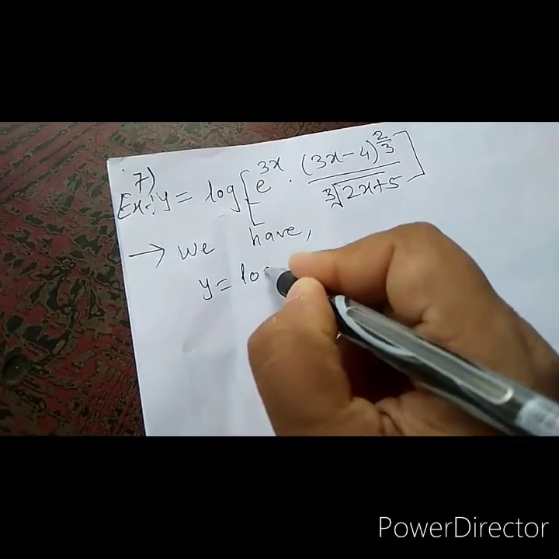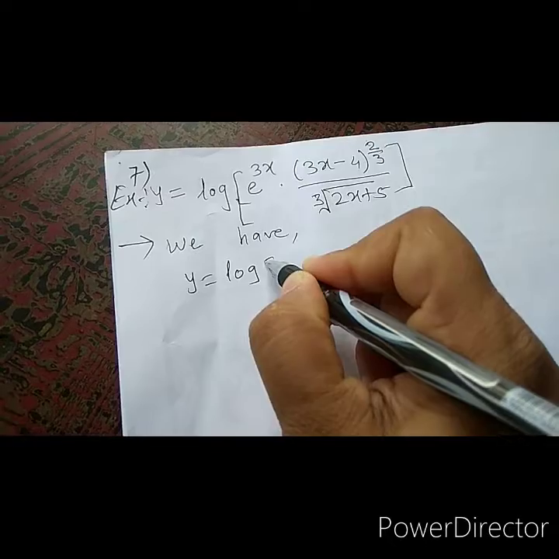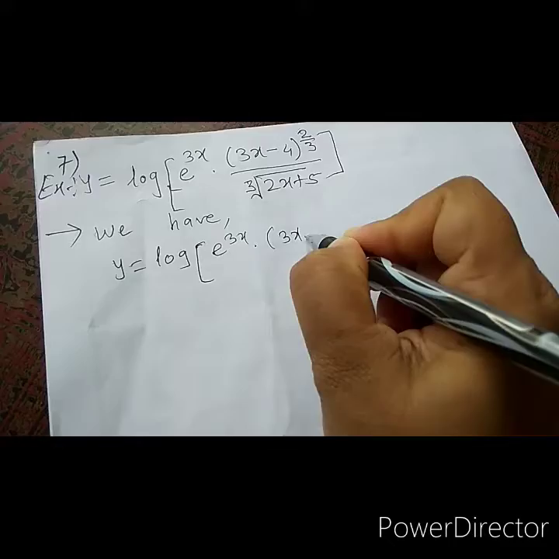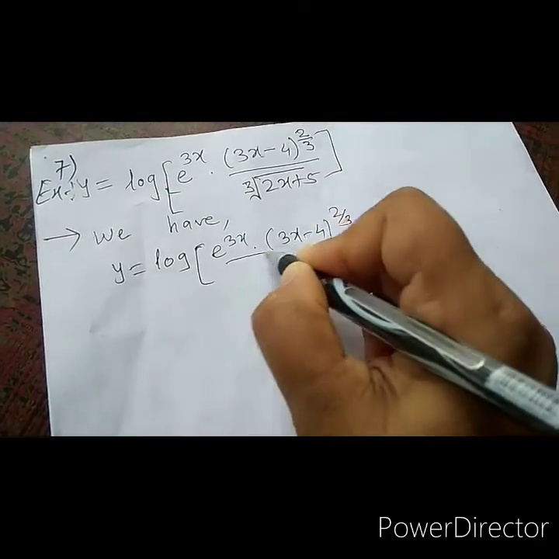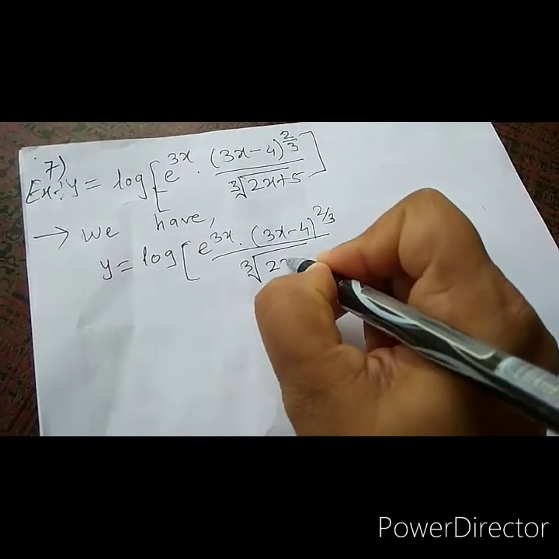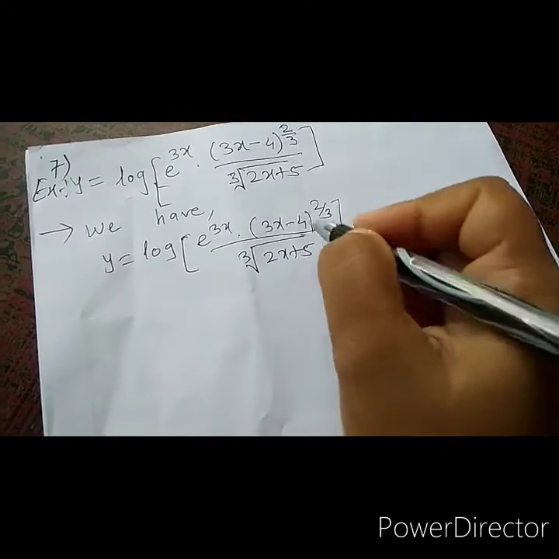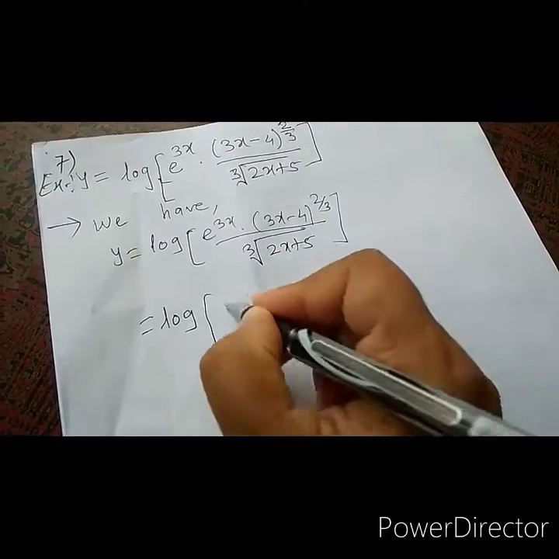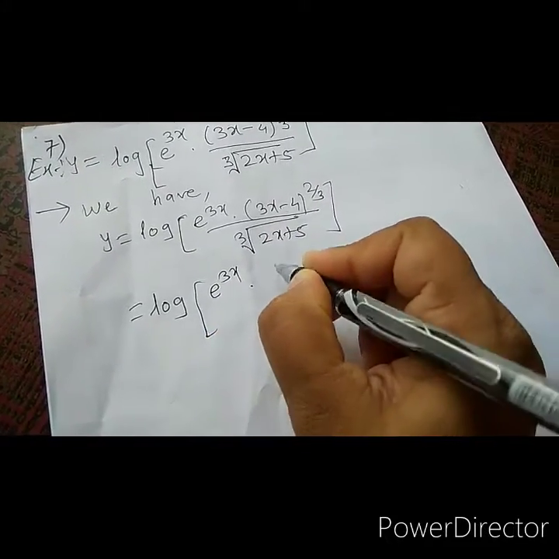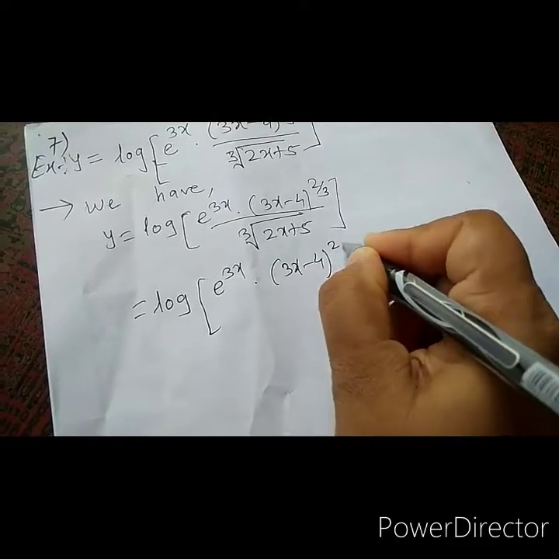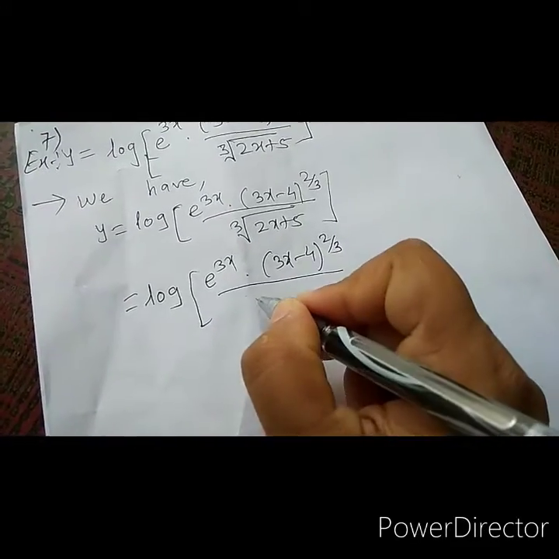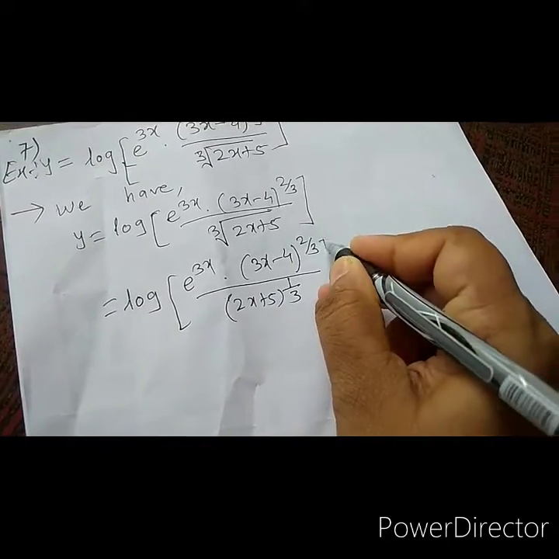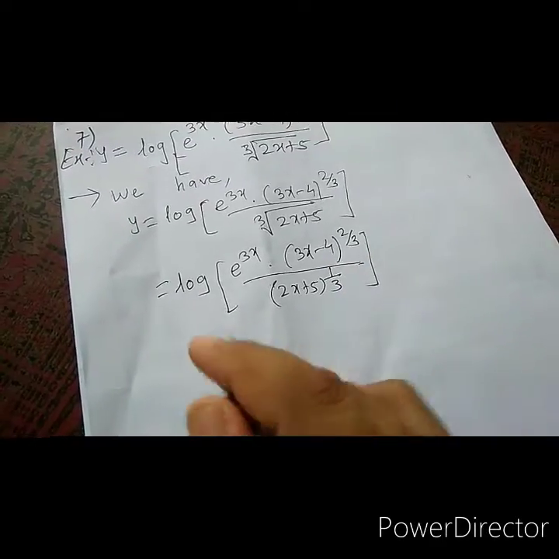Again we can write y is equal to log of e raised to 3x into (3x minus 4) raised to 2 upon 3, upon cube root of 2x plus 5. This can be written as log in bracket e raised to 3x into (3x minus 4) raised to 2 upon 3, upon (2x plus 5). Cube root means 1 upon 3, bracket raised to 1 upon 3.